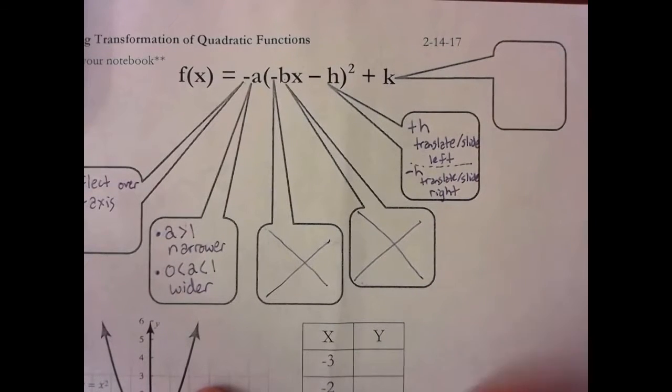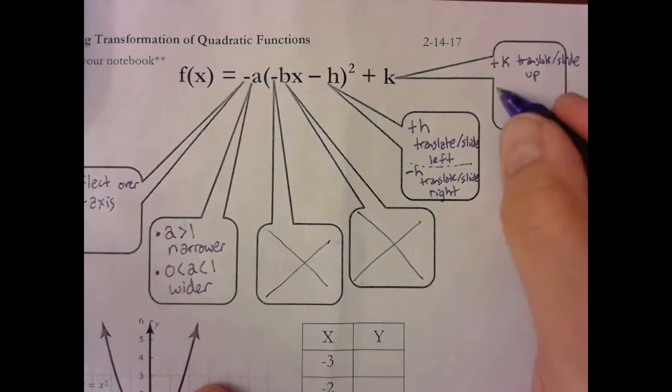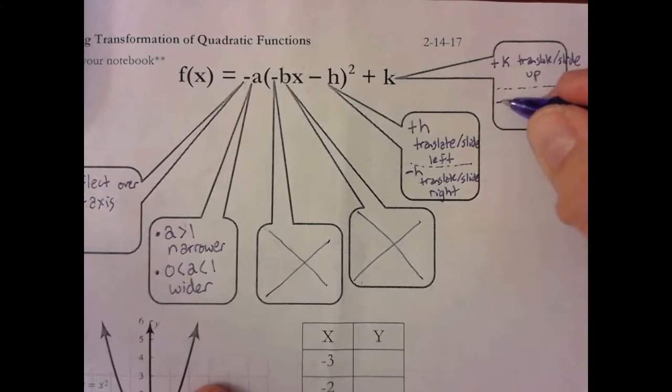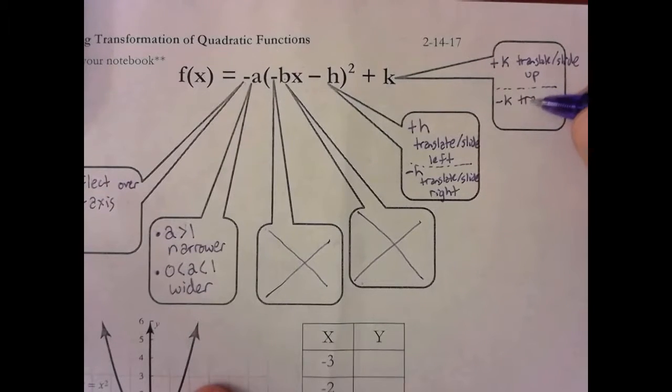Okay, and last but not least, we have k. If you have a plus k, you're going to translate or slide up. If you have minus k, guess what? Yeah, you figured it out. You're going to translate, which is another word for slide, down. Not so bad, right?